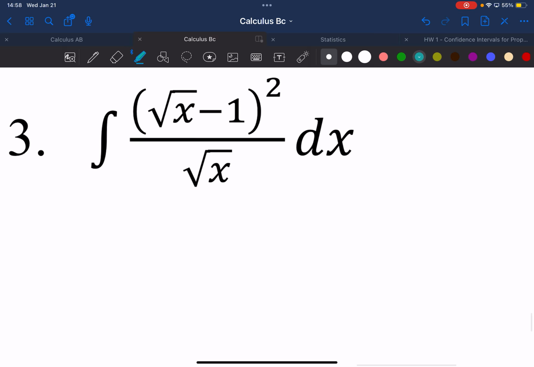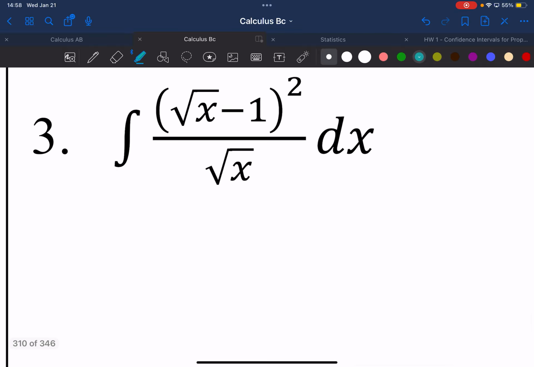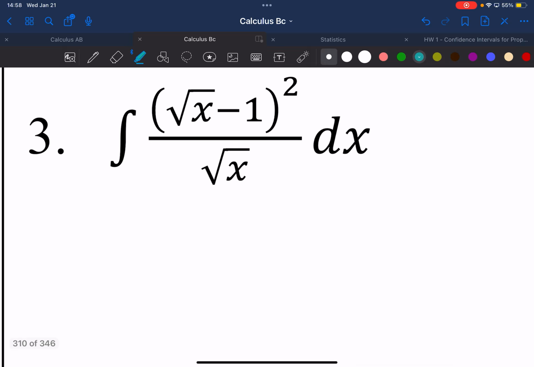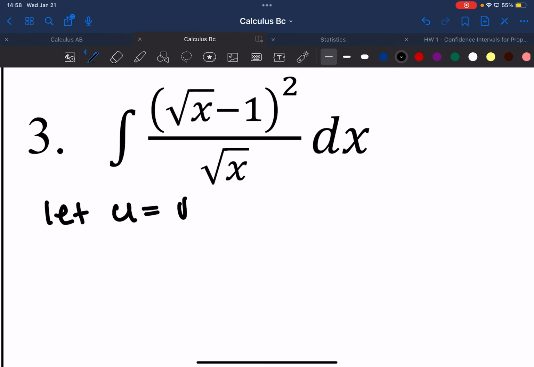Okay, this is our last AB stepping stone. Okay, so looking at this integral, what would you choose to let u equal? x minus 1. Yes, square root of x minus 1. So let u equal the square root of x minus 1. Okay. Which we can rewrite the square root of x to be what? x to the 1/2 minus 1.